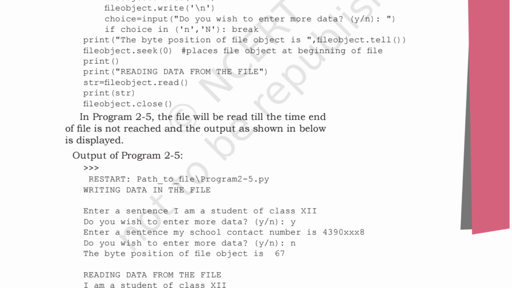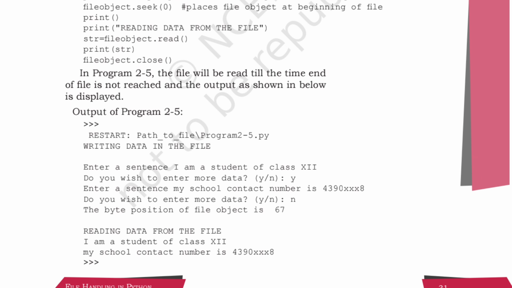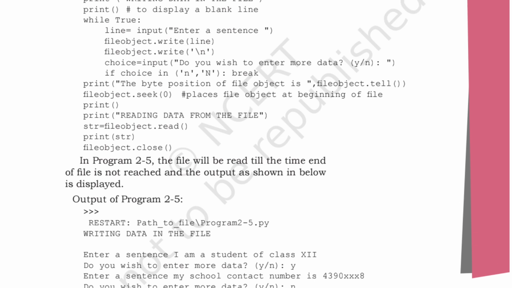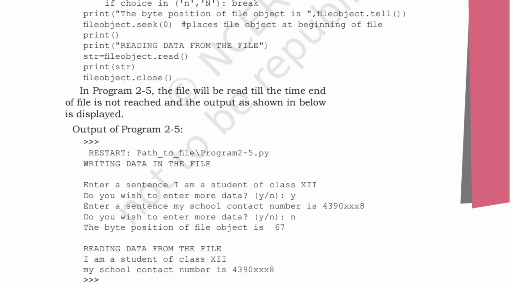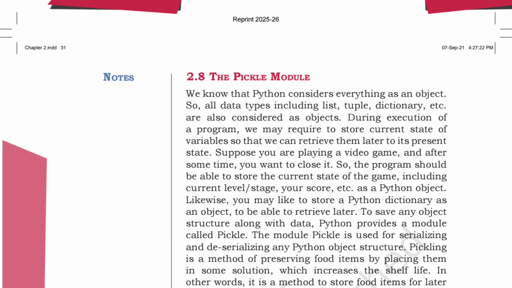This is from your file, reading the data from the file. So it will move to no, and again we are closing it. Reading the data from the file, we are printing something and closing it. If choice is n, break, and the byte position of the file object is given by tell, that is your current position, that is 67. Understood?